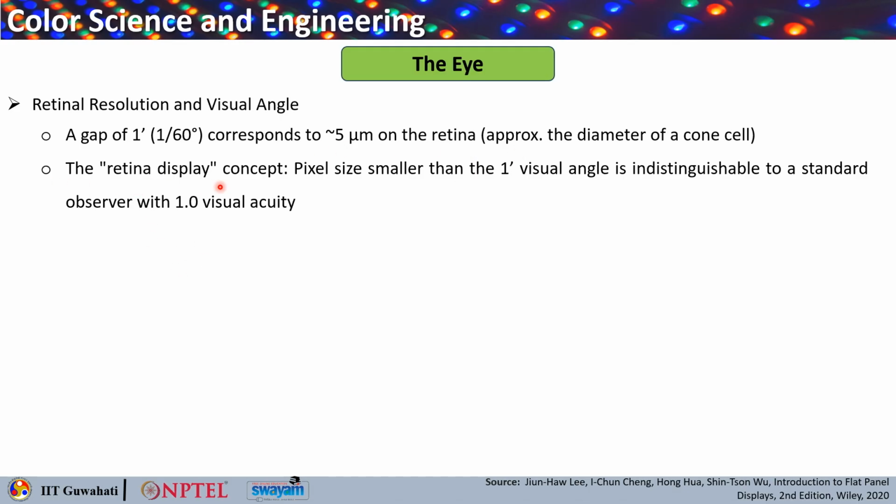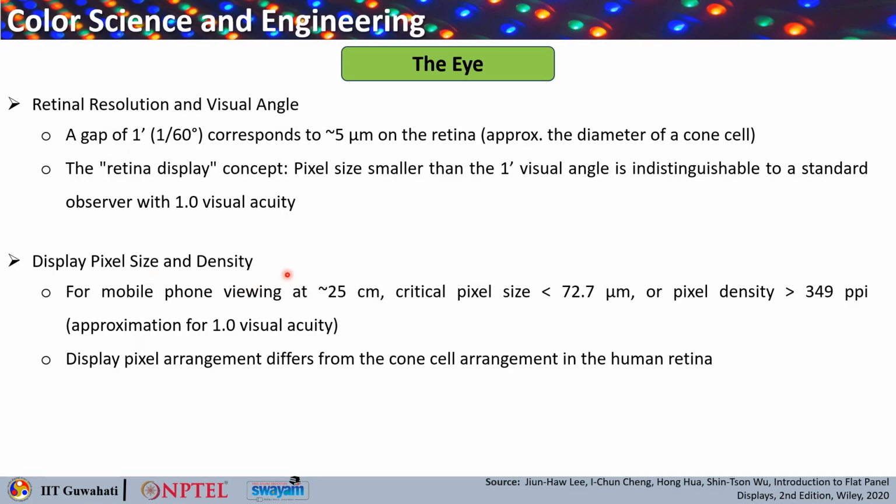So, the retina display concept comes from the idea that the pixel must be smaller than one arc minute visual angle, so that it is indistinguishable to a standard observer who has 1.0 visual acuity. So, your pixel size should be smaller than this, so that you cannot differentiate between the pixels, and that is where the concept of retina display has come up.